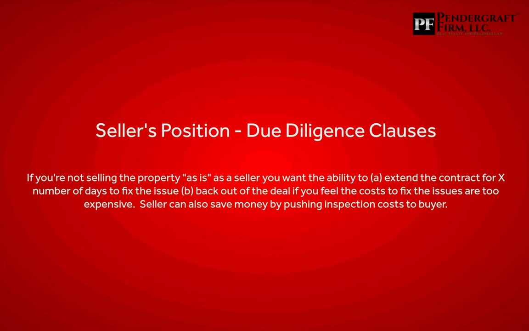Seller's position: if you're not selling the property as is, you want the ability to extend the contract for X number of days to fix any issues that may show up, or you want to be able to back out of a deal if you feel as if the cost to fix the issues is too expensive. And the seller can also save money by pushing inspection costs to the buyer.